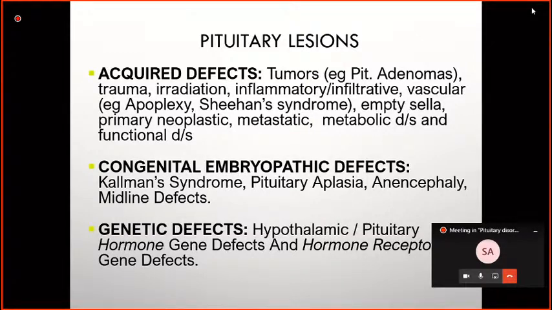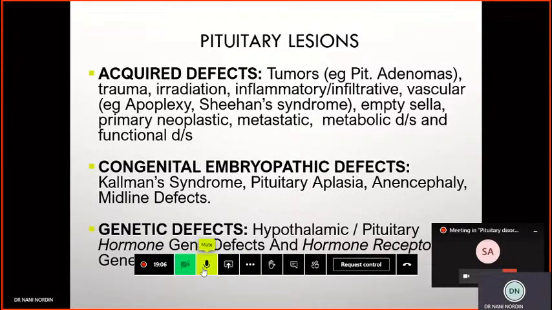What is pituitary apoplexy? Anyone? What is pituitary apoplexy? You have not heard of it? No?